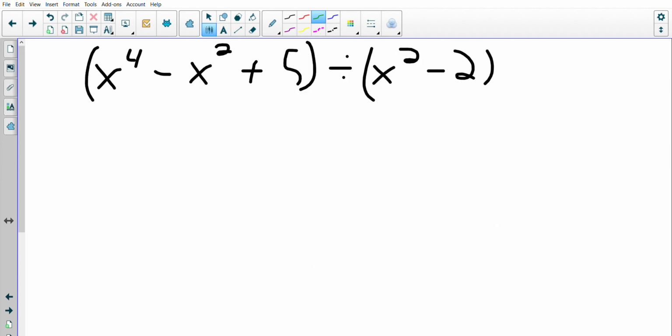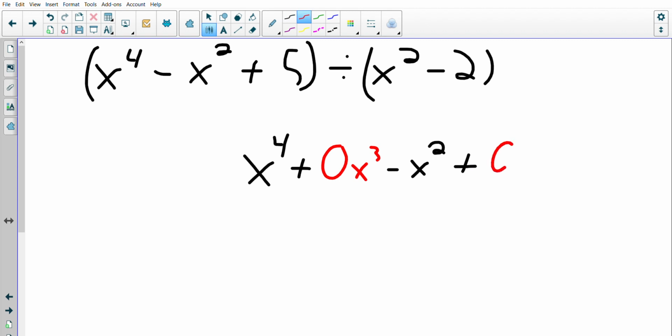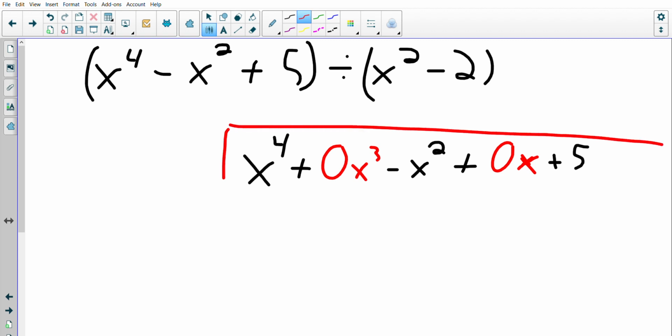Okay, now last one. This one's a little bit different, so please pay attention. Now notice, I have x to the 4th minus x squared plus 5. I'm missing some things. So you need to make sure you do x to the 4th plus 0x cubed minus x squared plus 0x plus 5. Okay, we need to have those in there because it could throw everything off. And then add our regular x squared minus 2 on the outside. But again, my problem still stays the same.